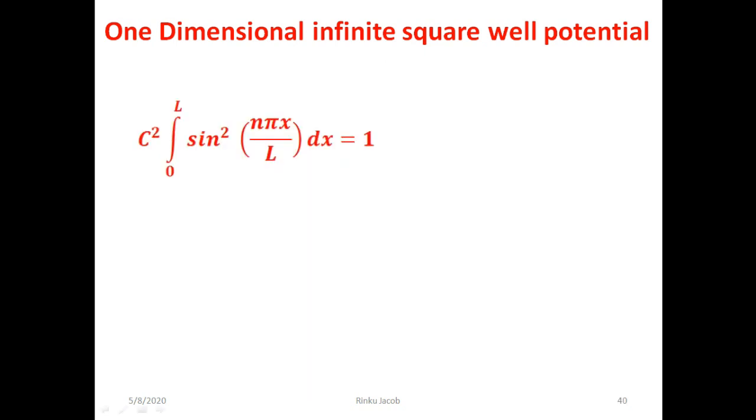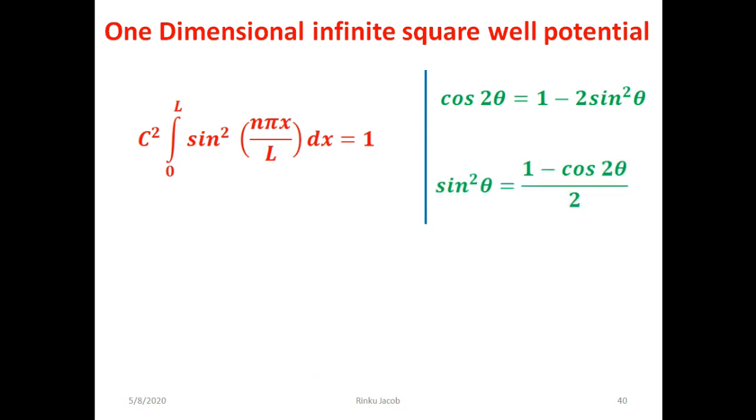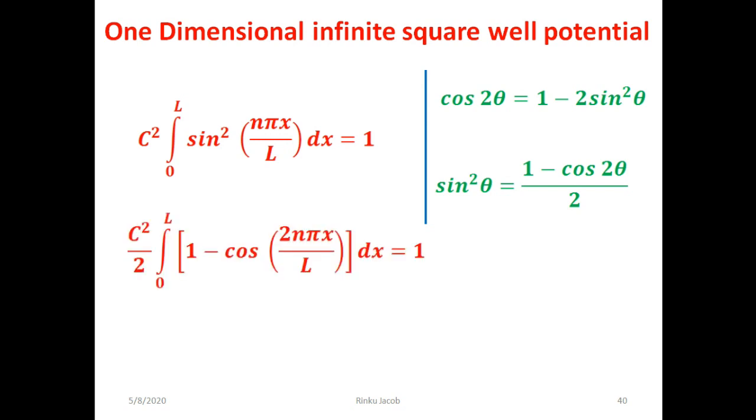Since we cannot directly integrate the sine square function, we make use of the relation cos 2θ equal to 1 minus 2 sin²θ, or we can write sin²θ equal to (1 minus cos 2θ) all divided by 2. So the sine square term in the integral can be replaced by this formula. So we write c²/2 integral within the limit 0 to L of (1 minus cos(2nπx/L)) dx equal to 1.